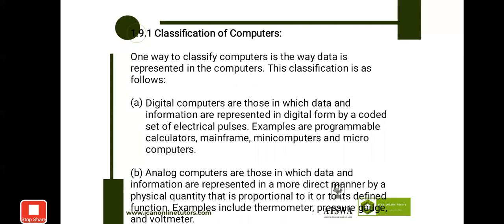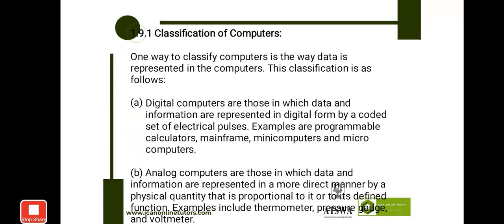So we have another classification of computers, apart from classification by generations. One way to classify computers is by the way data is presented in the computers. A, digital computers. Digital computers are those in which data and information are represented in digital form by a coded set of electrical pulses.